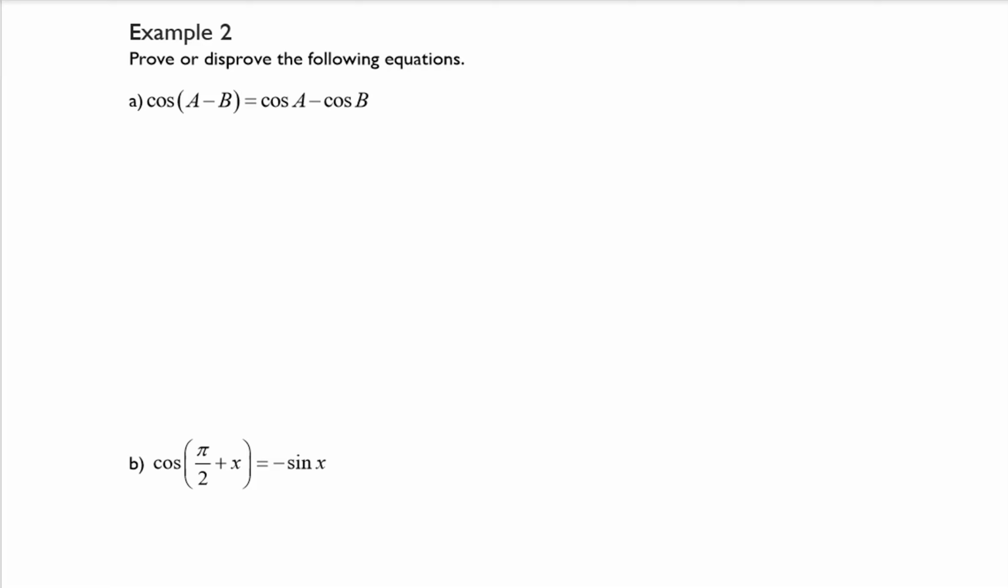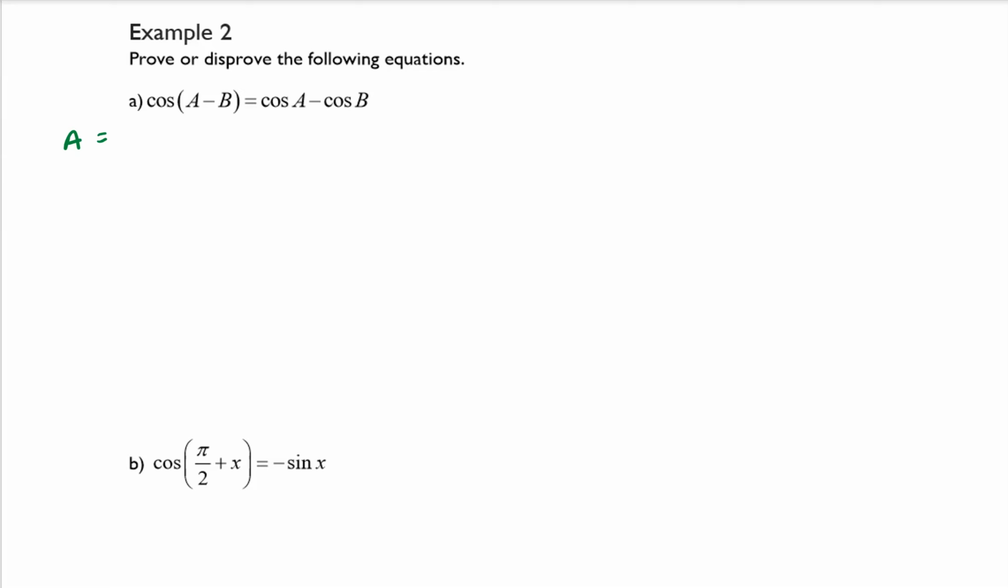Example 2 says prove or disprove the following equations. So in order to prove that an equation holds true, we have to show that it holds true for all values. But if we want to disprove an equation, it only takes one counterexample. So for example A, we have cosine of A minus B equals cosine of A minus cosine of B.